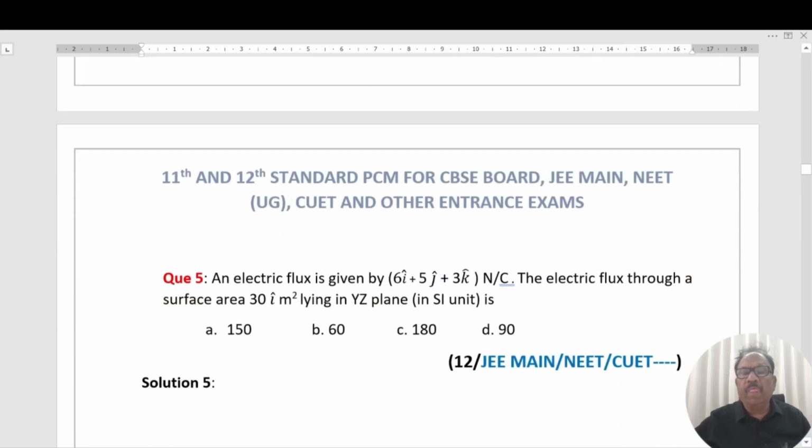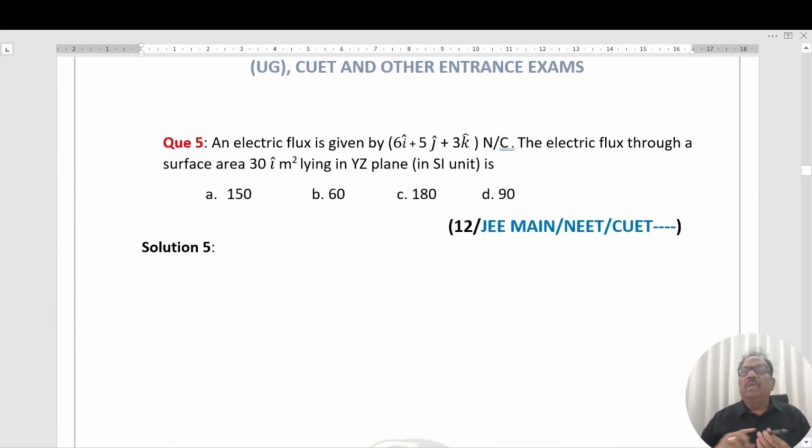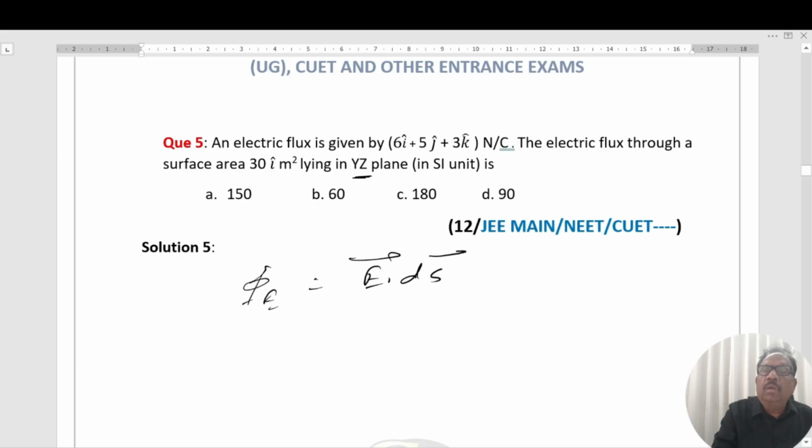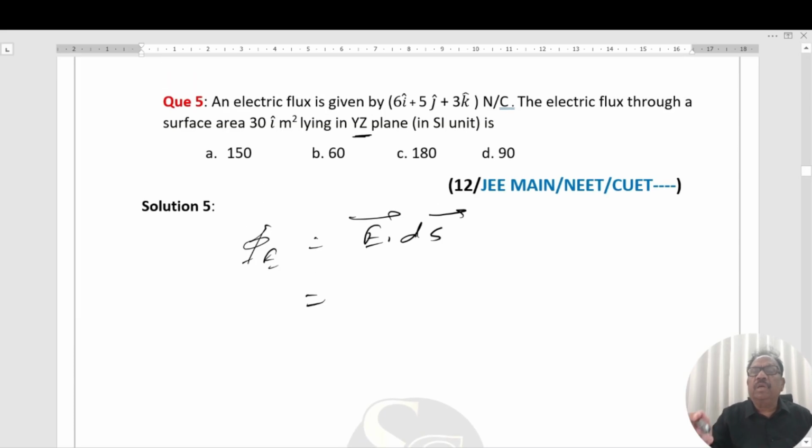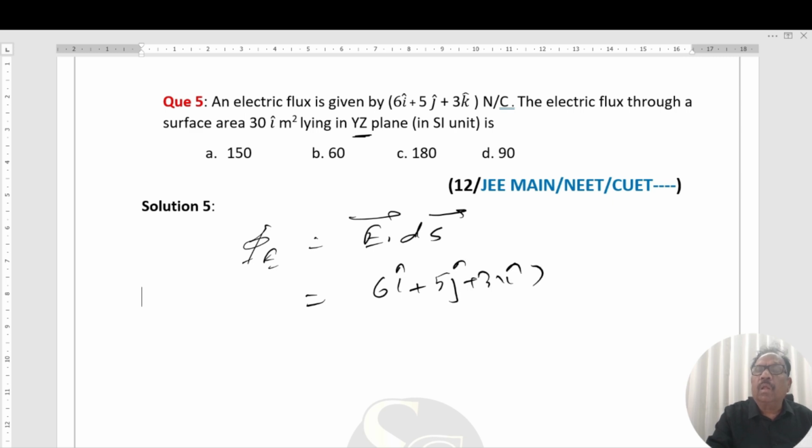Next question: an electric field is given by 6i plus 5j plus 3k unit. Find the electric flux through a surface of area 30 meter square lying in the YZ plane. We know electric flux is the dot product E dot ds. Now, E is 6i plus 5j plus 3k, dot 30i.